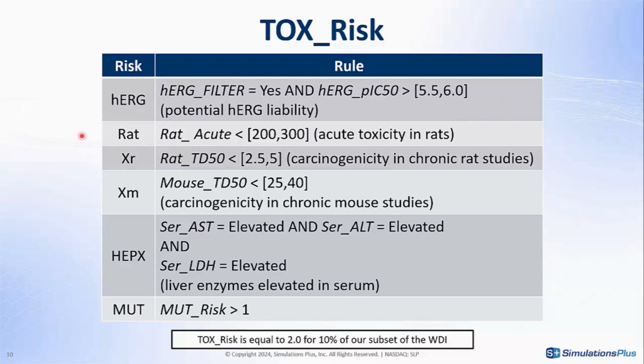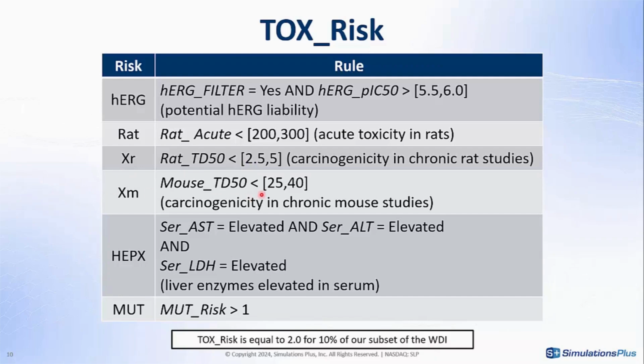For the rat acute toxicity, it is below 200. Anything above 300 is not going to be penalized. Between 300 and 200, it's going to have a fractional penalty, and then below 200, you'll have a penalty of 1. XR is the carcinogenicity in chronic rat studies. This one goes down, it's a less than. So anything above 5 is not penalized. Between 5 and 2.5, it's a fractional penalty, and then below 2.5, it's a full penalty.